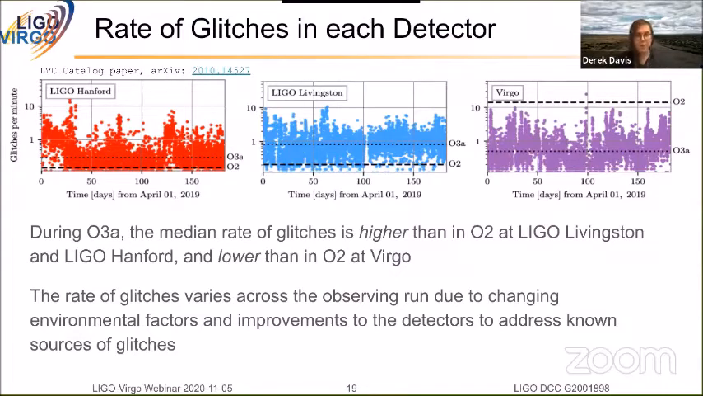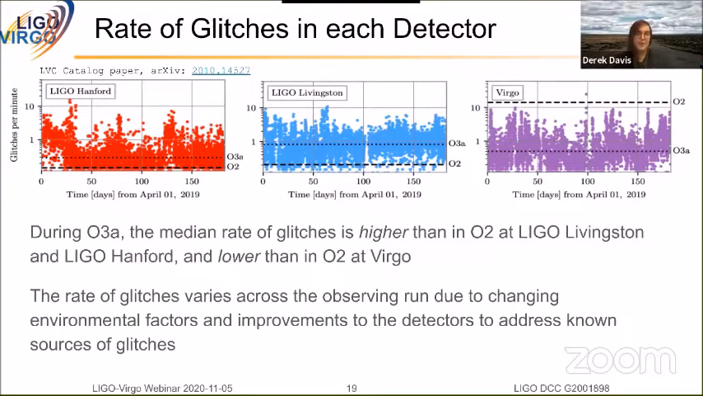There are some short-term variations of about an order of magnitude in the glitch rate at all three sites, which generally are due to environmental conditions, but also could be attributed to short-term duration instrumental issues. So there may be some new source of instrumental noise in the detector, which we can hopefully quickly identify and resolve. So this is, I think, really the biggest reason for a lot of the changes that we're seeing in this plot.